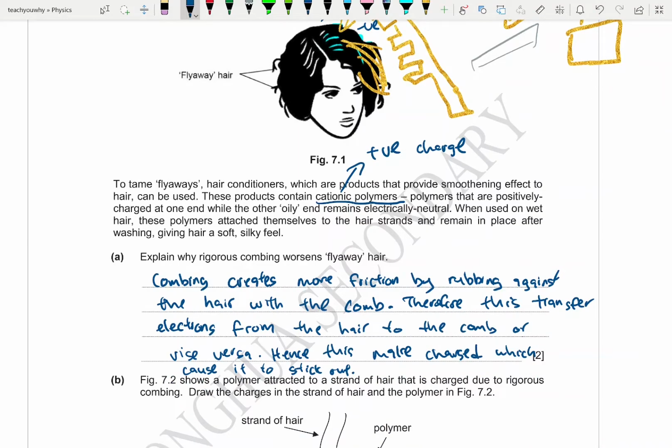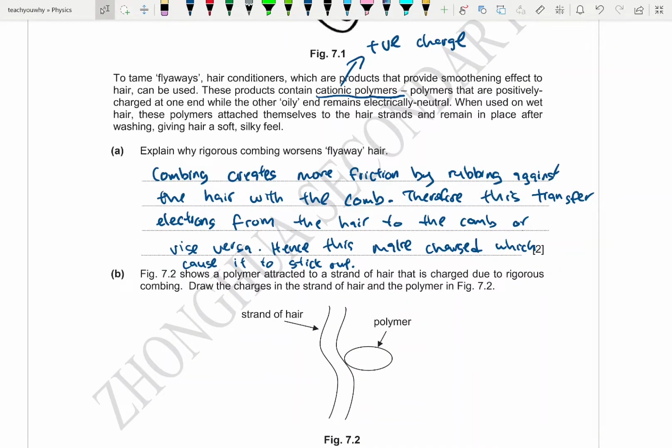Okay, so basically, the more you comb, the more friction you introduce, the more exchange of electrons from the hair to the comb, and hence you are making your hair more charged. All right, figure 7.2 shows a polymer attracted to the strand of hair that is charged due to rigorous combing. Draw the charge in the strand of hair and the polymer.